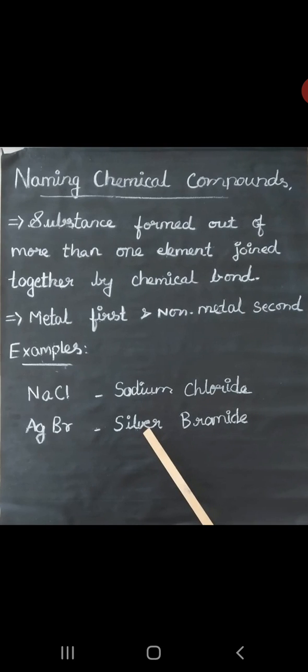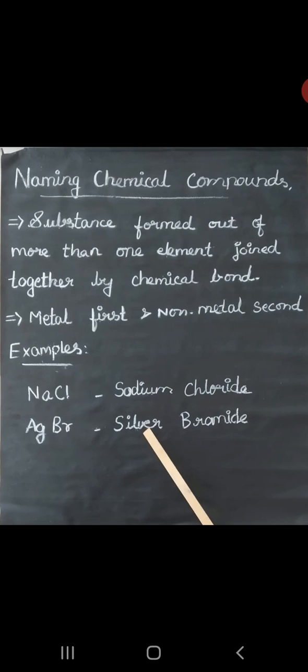Next we can see naming the chemical compounds, how we have to name them. A chemical compound is a substance that is formed out of more than one element joined together by a chemical bond. Such compounds have properties that are unique from those of the elements that formed them. While naming these compounds we have to follow some rules.